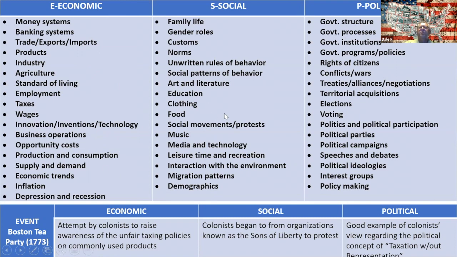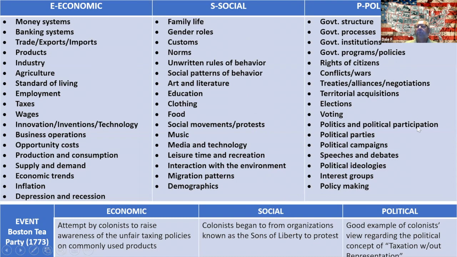Okay. Socially, a student responded by saying this was colonists who formed an organization known as the Sons of Liberty to protest. And again, the Boston Tea Party definitely was by the Sons of Liberty. They were the ones who organized it. But if you take a look at social and you take a look at social movements and protests, interaction with the environment, they did dump a bunch of tea into the harbor.